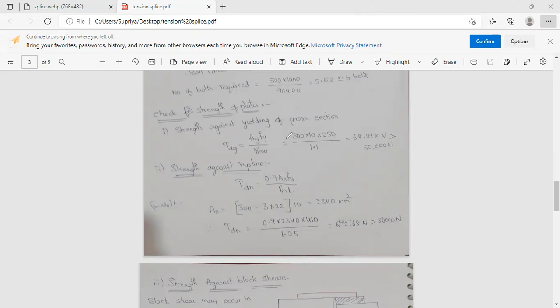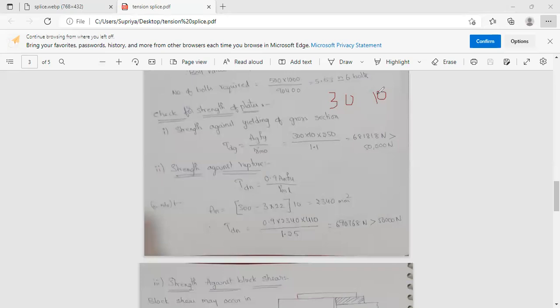Ag means gross area. For the gross area, 300 is the breadth, and the thickness is 20 for one plate and 10 for the other plate. So the least of these two we have to consider. Why? Because the first to fail is the least one. So which one has the least thickness? 10 mm is the least thickness. If we consider the least, it will be safer.